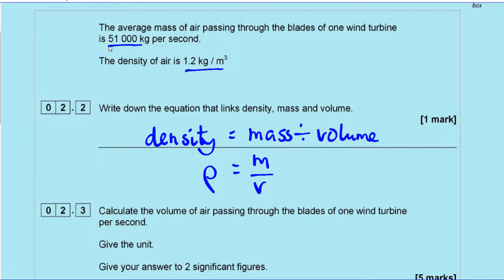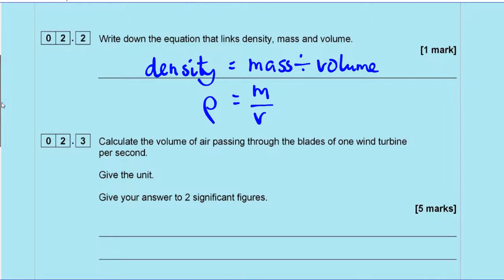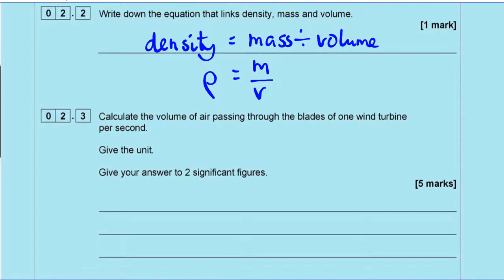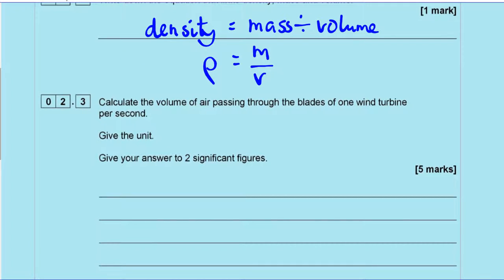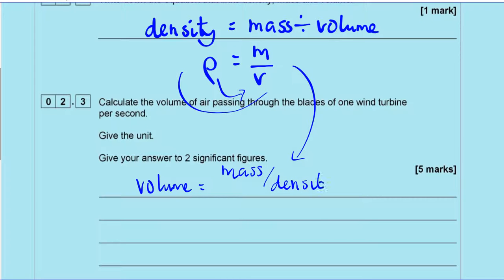Then in 2.3, we need to calculate the volume of air that's passing through the blades of one wind turbine per second, and also to remember the correct unit, and we've also got to give our answer to 2 significant figures. First of all, I'd like to take the equation I had for density and rearrange it to tell me that the volume is going to be equal to the mass divided by the density.